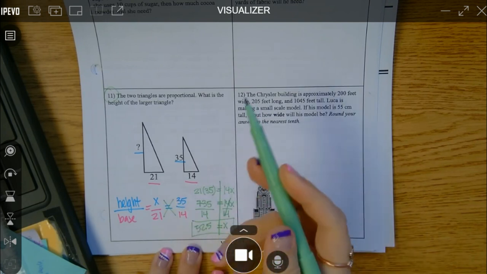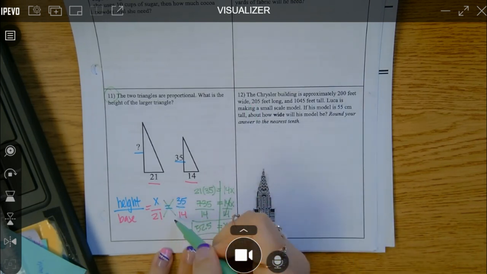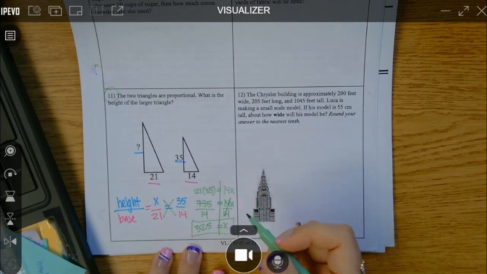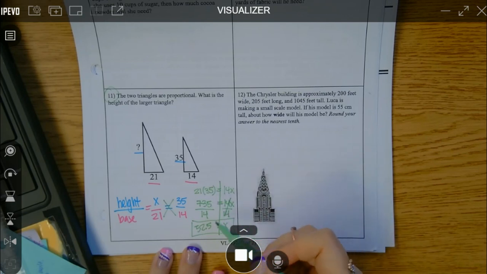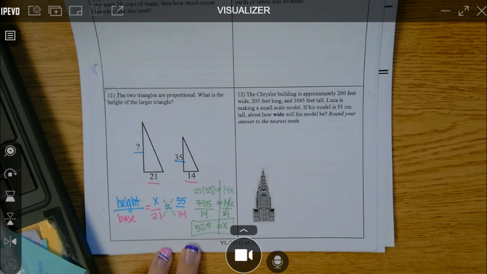You could have done it like the way we did up top, the shortcut going this way and going this way. 14 times what is 21? Sure, if you wanted to. It's just that cross products always works. And I wanted to show you this specifically for this one, because in case you used different numbers, you could see we still all should have ended up with the same answer of 52.5.